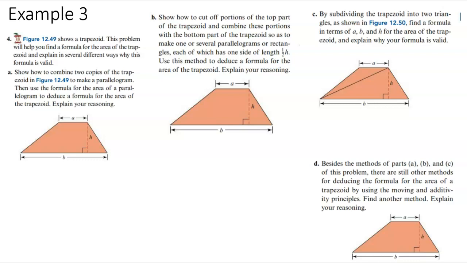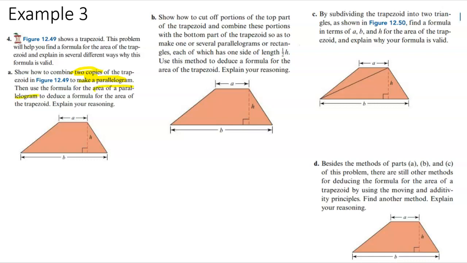So we're continuing on with example 3, and we're going to look at trapezoids. In example 3, this problem is designed to help us find a formula for the area of a trapezoid and explain in several different ways why it's valid. You explored this a little bit, so let's formalize it together. Show how to combine two copies of the trapezoid in this figure to make a parallelogram. We're going to take two copies and form a parallelogram, then use the formula for the area of a parallelogram to figure this out.